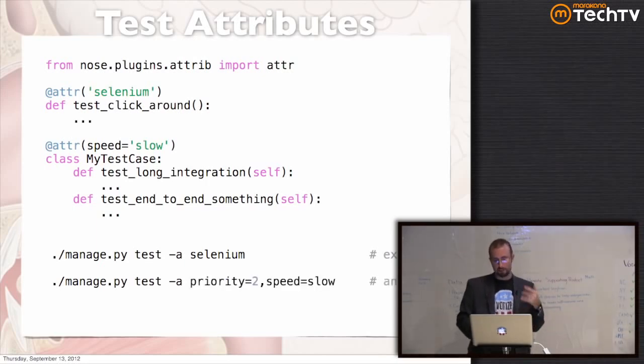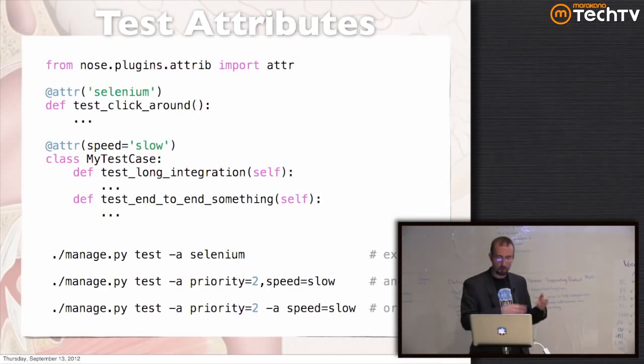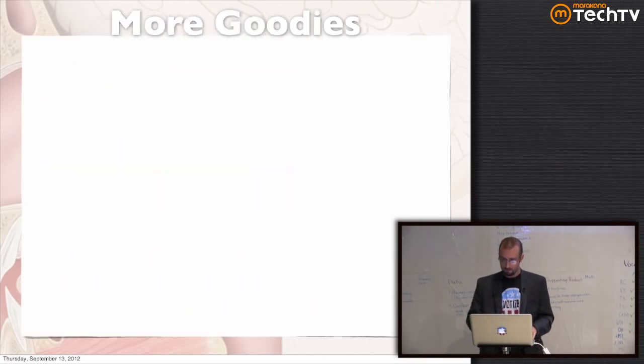Or you can do kind of Boolean expressions. You can say, give me the ones that are priority equals 2 and speed equals slow. Or you can do alternation. You can say, give me the ones that are priority 2 or with a slow speed. Really, really handy stuff. I can't wait to take more advantage of it.